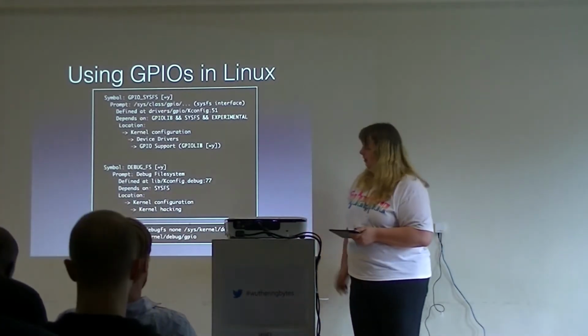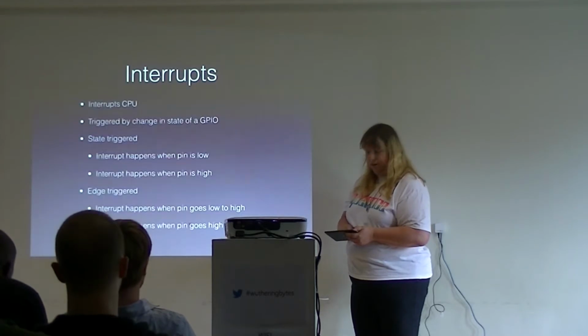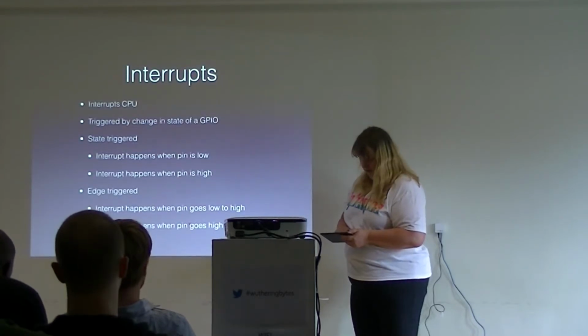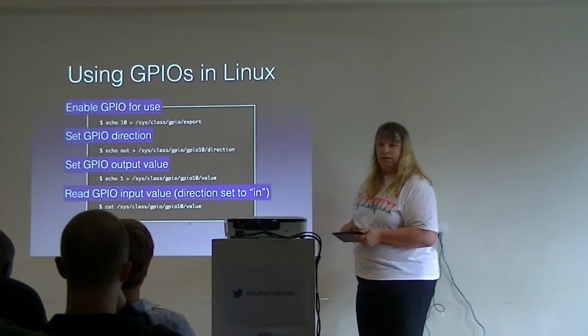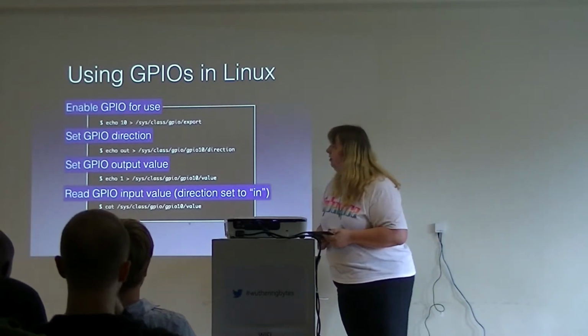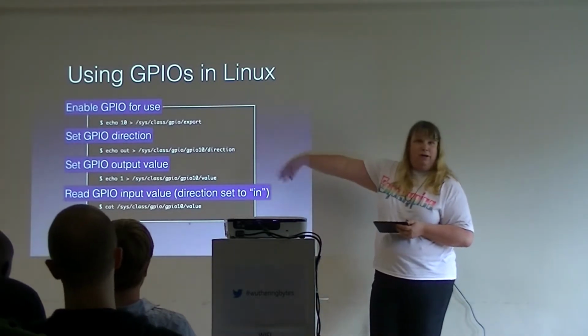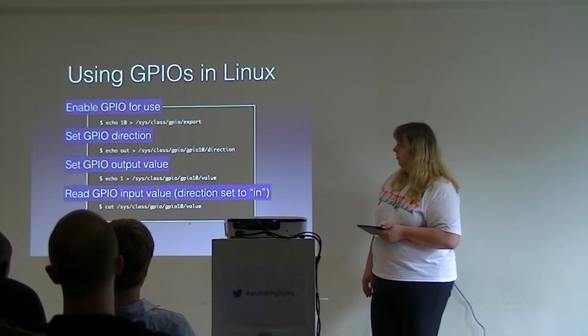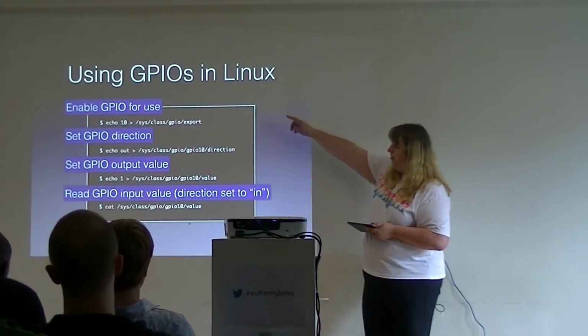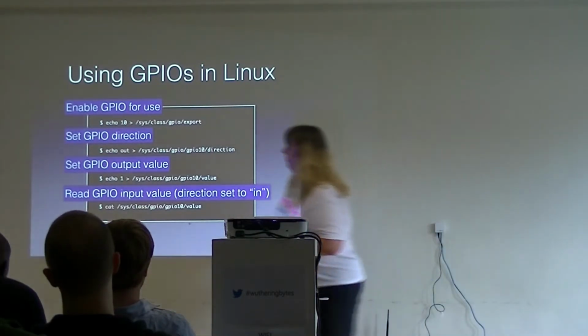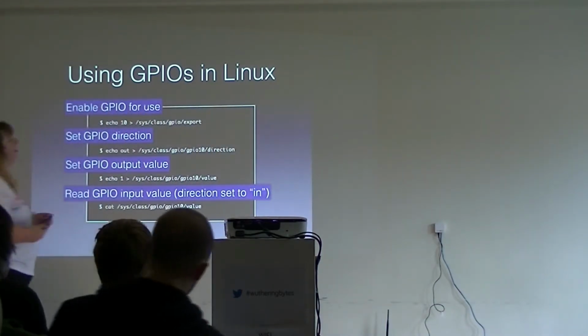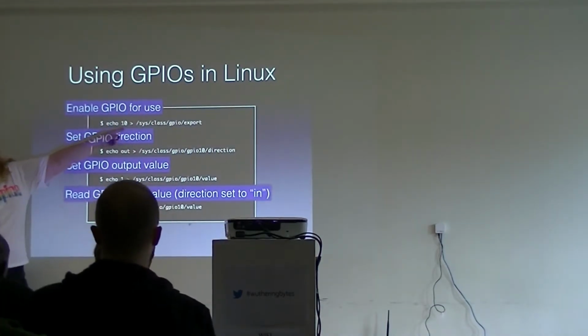But basically, from a bash command line, these are what we've got. You can, so let's come around this side so I can reach. So that's your GPIO number.